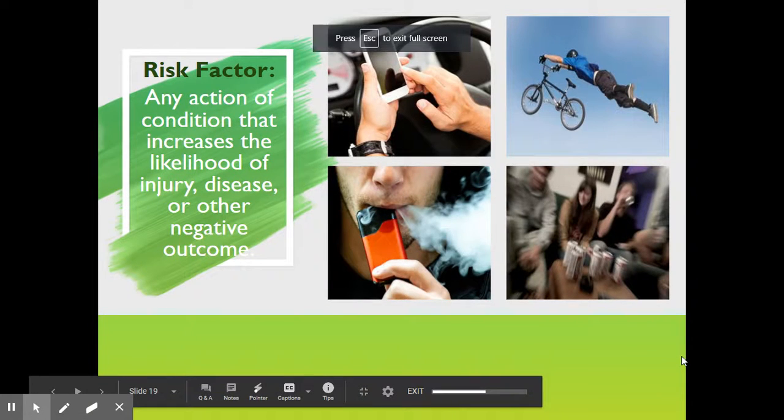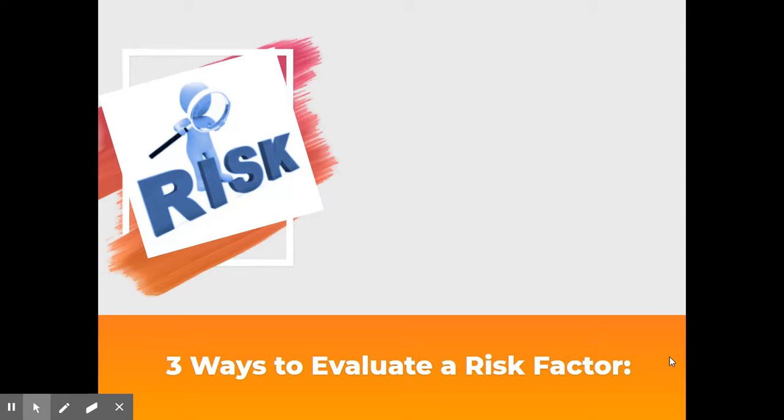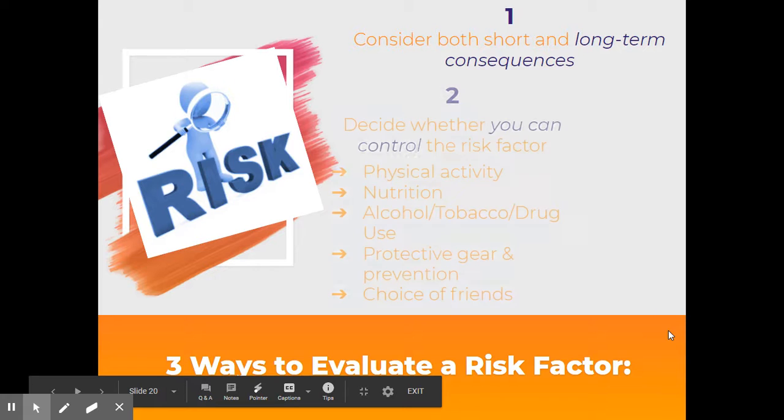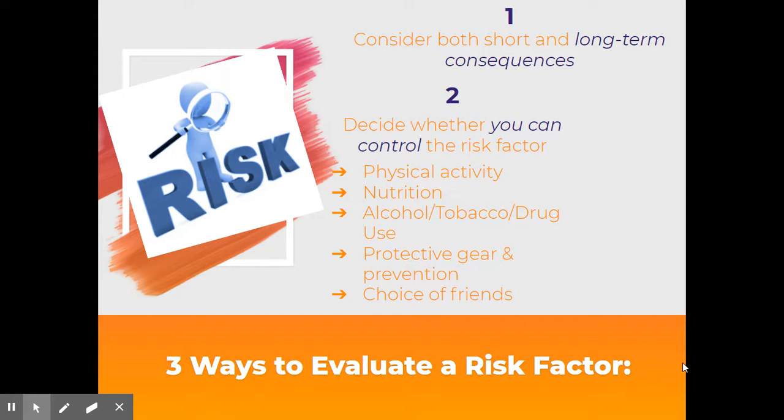Okay, so now that you have completed that activity, we're going to move on. There are three ways to evaluate a risk factor. The first is to consider both short and long-term consequences of the behavior or action that you want to perform. Two is to decide whether you can control the risk factor.